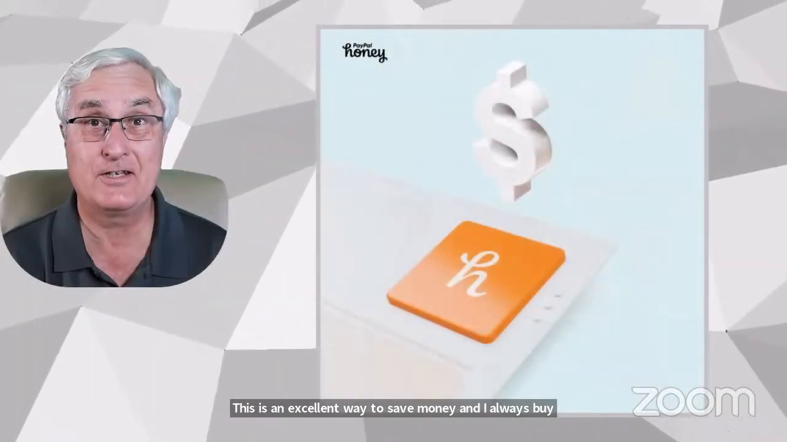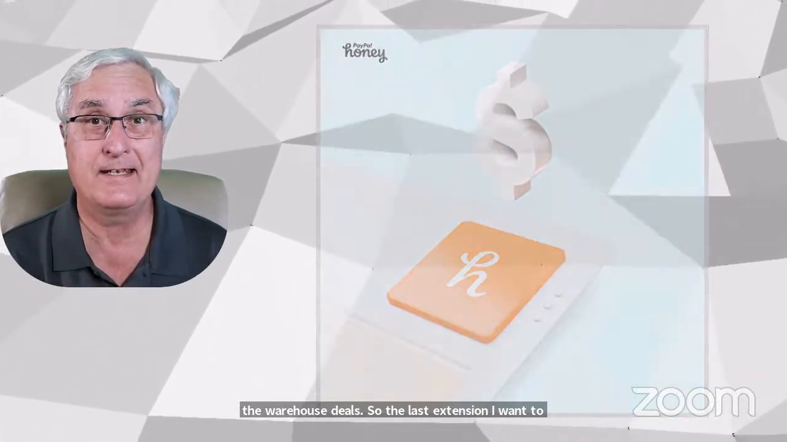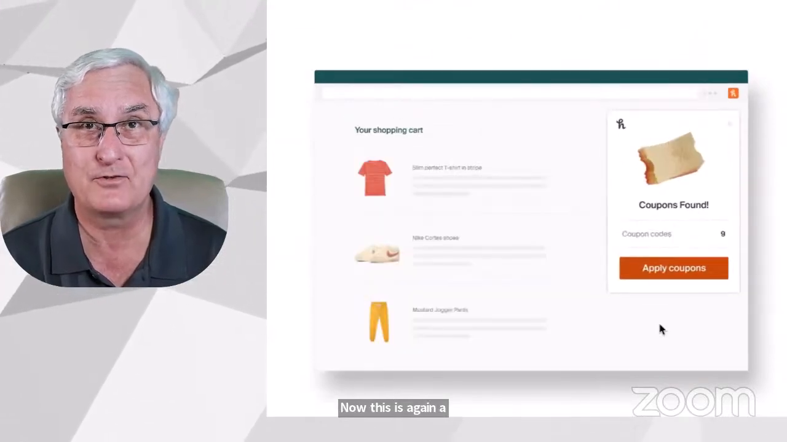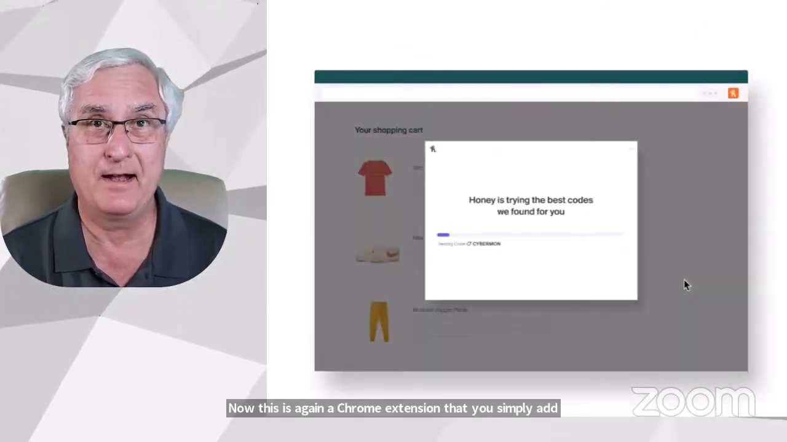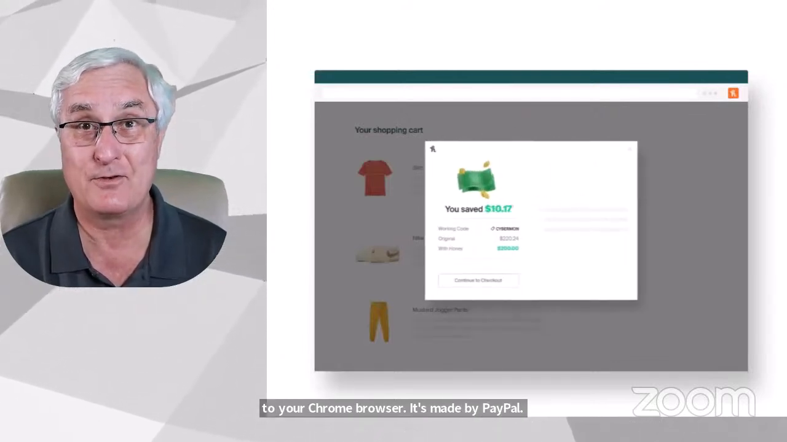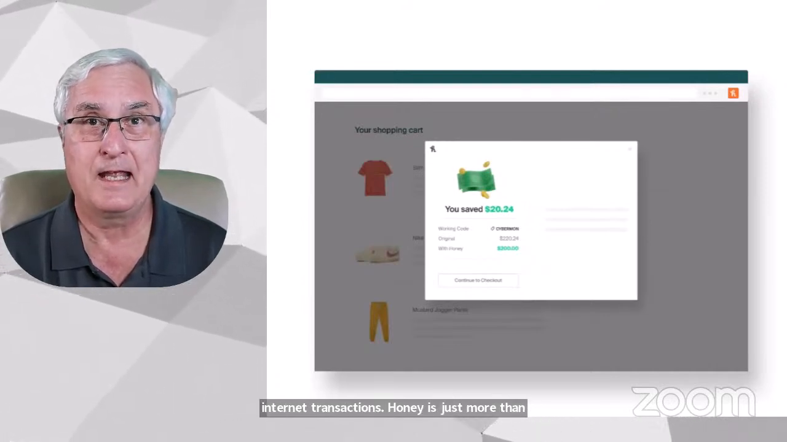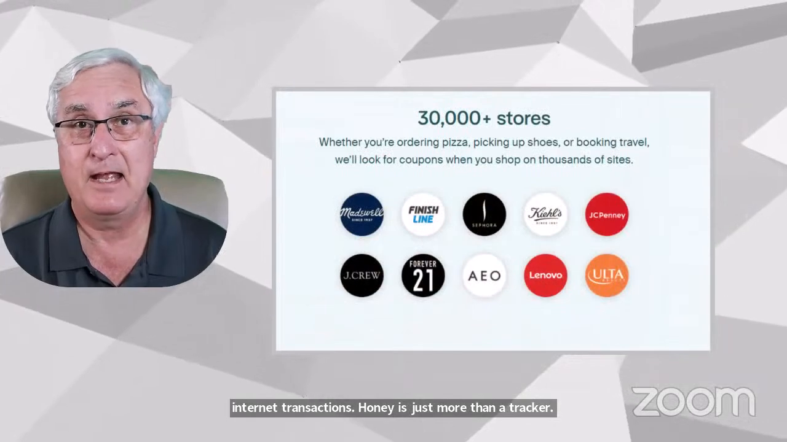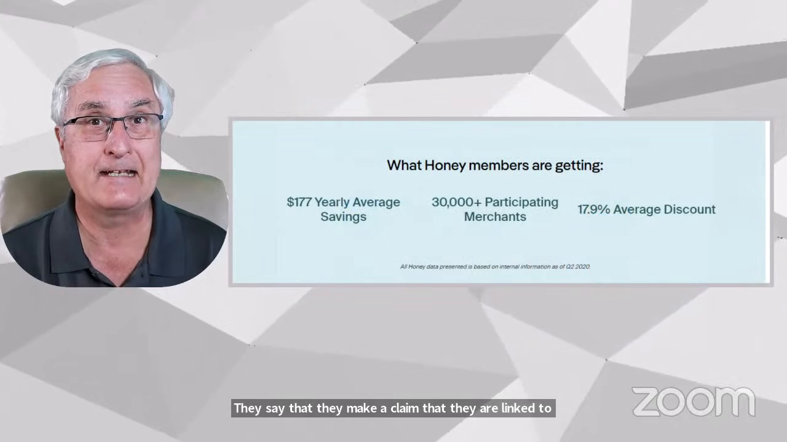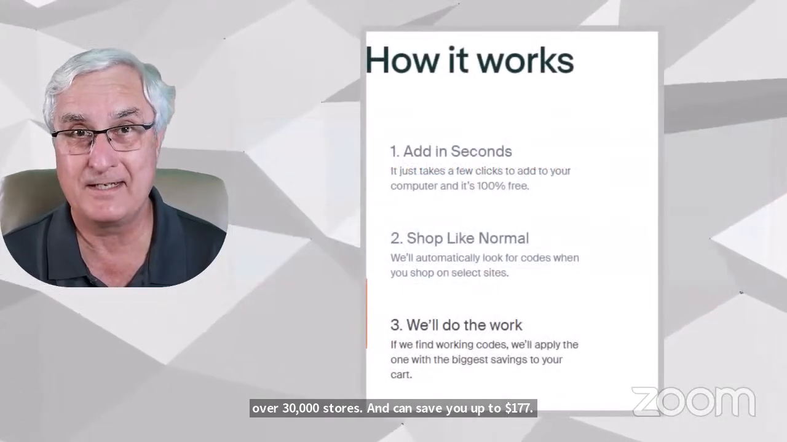So the last extension I want to talk about is called Honey. Now, this is again a Chrome extension that you simply add to your Chrome browser. It's made by PayPal, a long trusted service that we use all the time for internet transactions. Honey is more than just a tracker. They make a claim that they're linked to over 30,000 stores and can save you up to $177 on average a year.